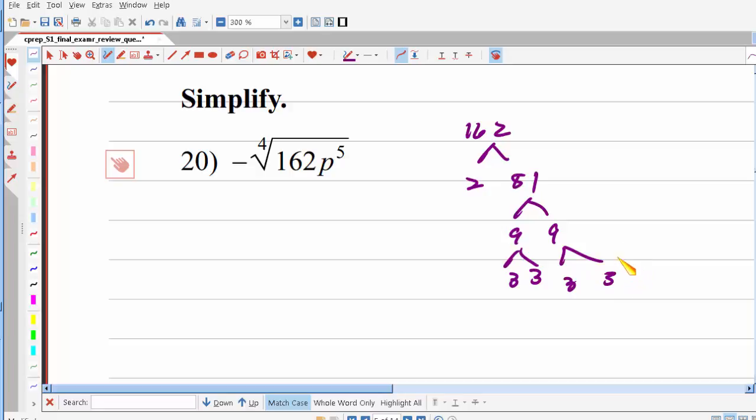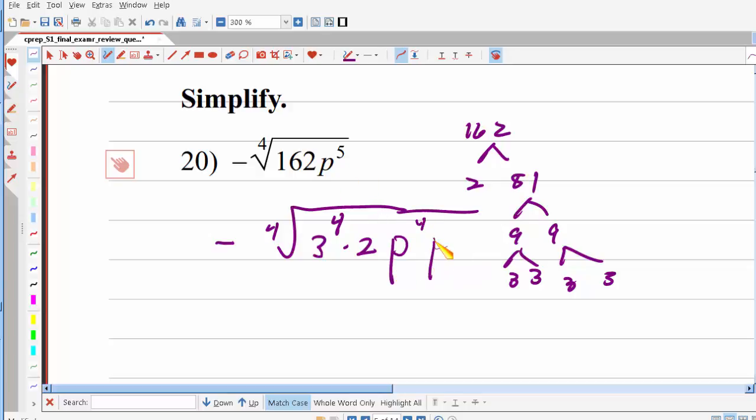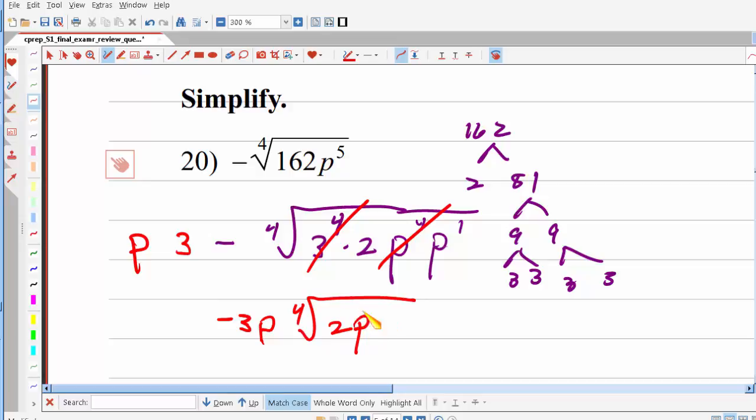And I have 3 to the 4th times 2. Since I'm talking the 4th root, I'm going to write 162 as 3 to the 4th times 2. And I'm going to write p to the 5th as p to the 4th times p to the 1st. Then anytime I see the fourth root of something to the fourth power, I cross it out, write one outside the radical, multiply everything outside the radical together, and you get negative 3p. And what's left under the radical? A 2 and a p.